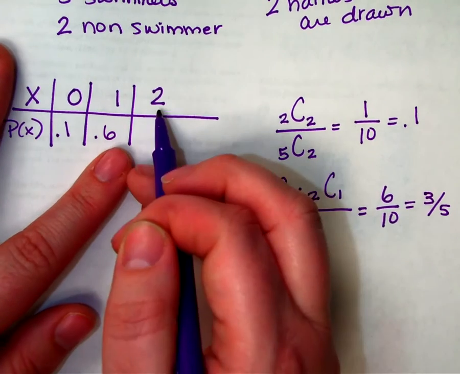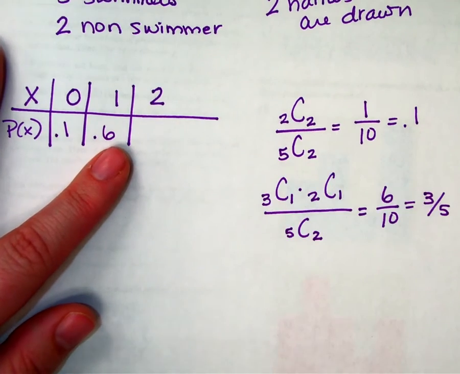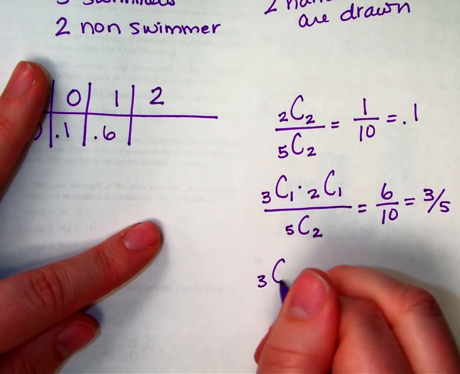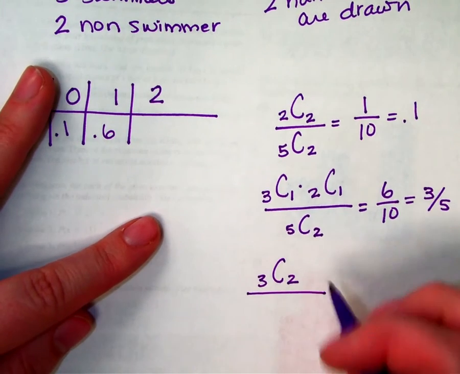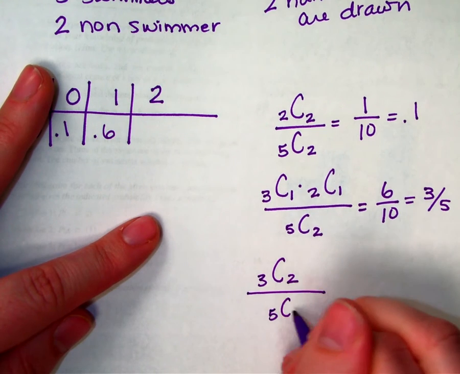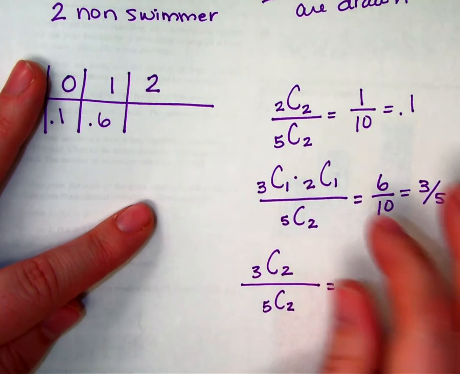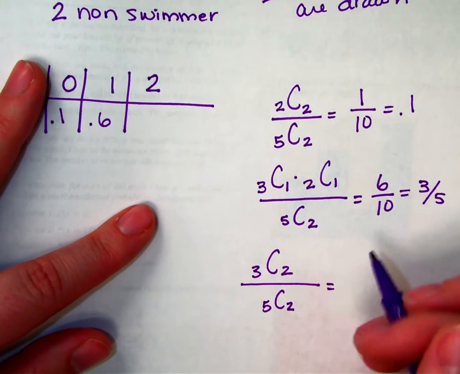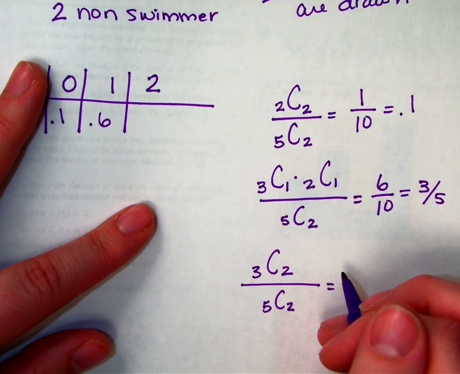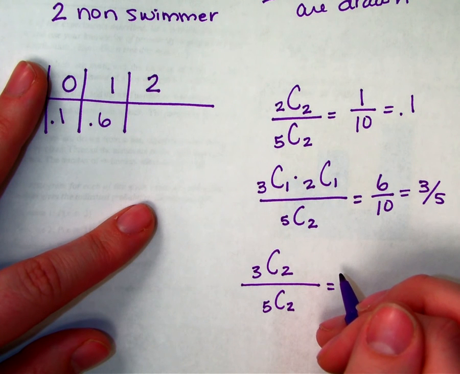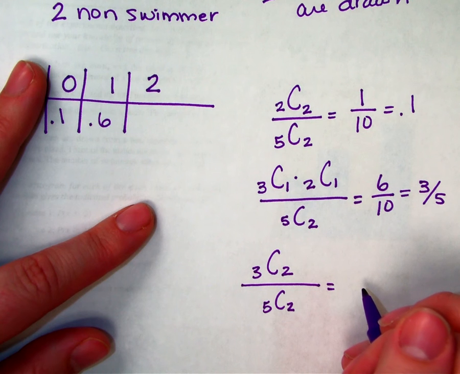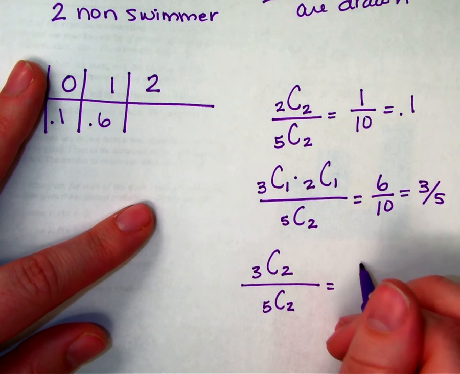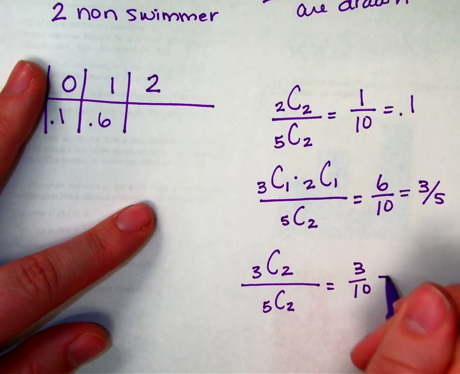Next, we want both of our people that are going to get pizza to be swimmers. So we have 3 swimmers. We want to draw both of those as swimmers. And on the bottom, the total number of outcomes, we have 5 total names, and we're picking 2. So plug that into your calculator, and we're going to get 3 over 10, or 0.3.